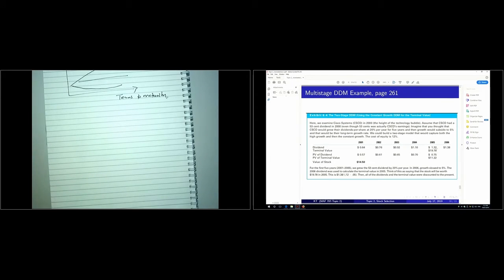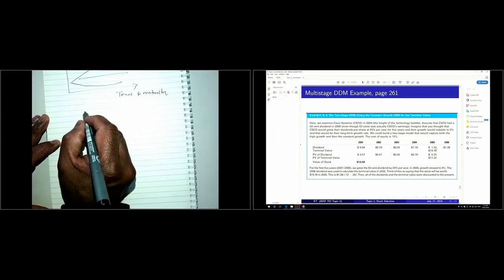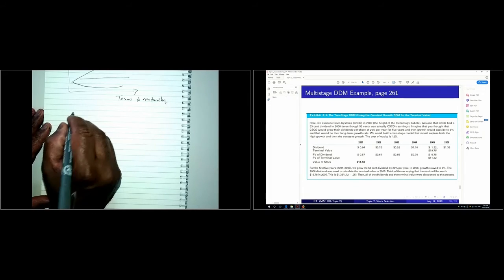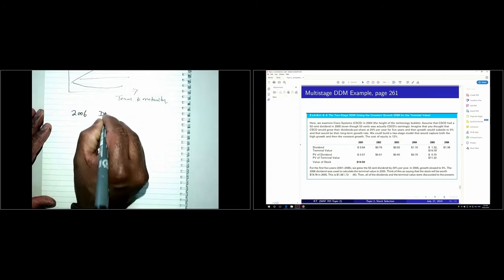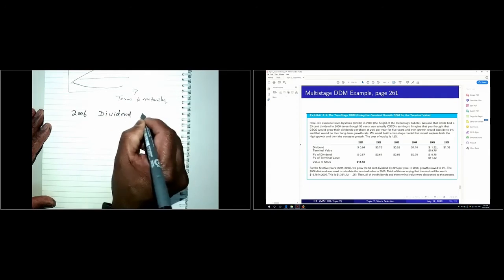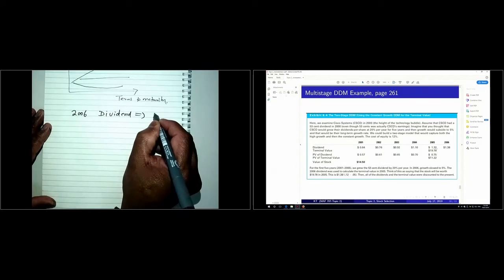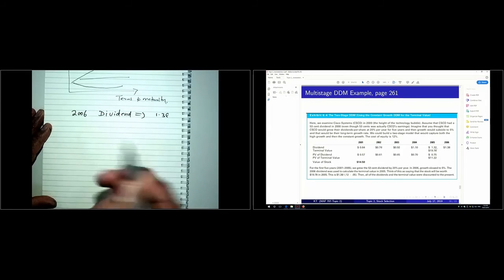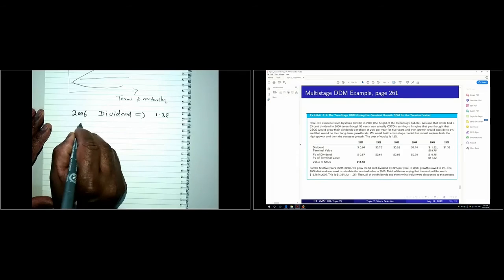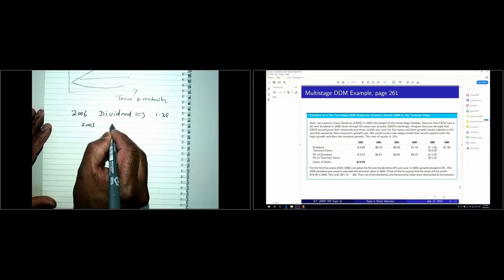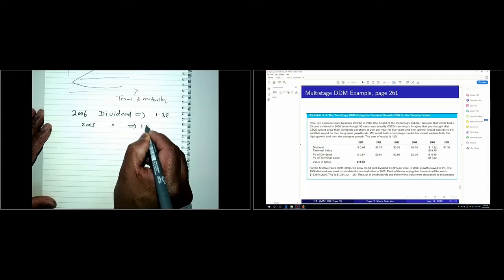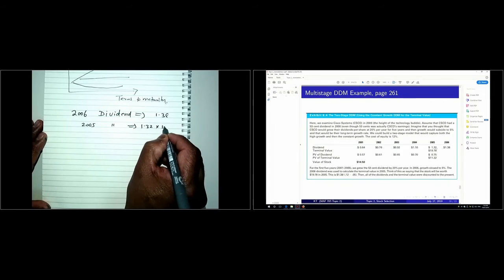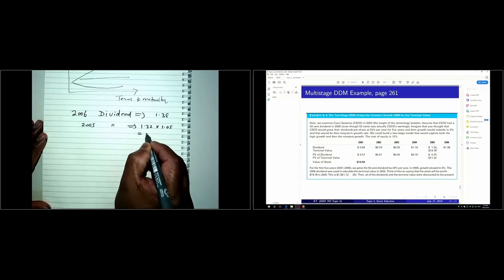The terminal value is based on the year 6 dividend, the 2006 dividend, right? 2006 dividend is how much? It is $1.38. How did we arrive at this $1.38? We had the 2005 dividend of 1.32 times 1.05, as we are going to settle down to a constant growth rate of 5%. That is equal to 1.38.